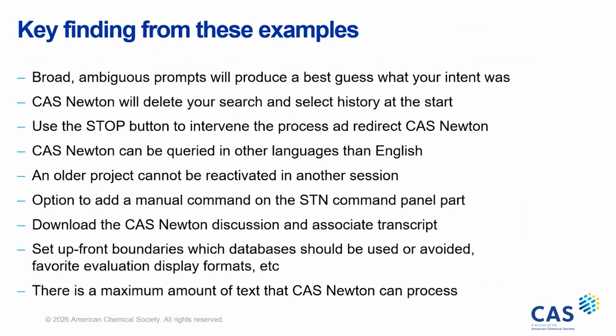Here on this slide, I have tried to summarize the key findings from these examples. So please note that broad, ambiguous prompts will produce the best guess of what CS Newton thinks you mean, but you might have to rephrase to be more specific. Remember again that if you have a search strategy, then don't start CS Newton thinking it could continue on that basis. It will delete your search and select history at the start. Always good to keep your cursor over the stop button if you want to intervene.